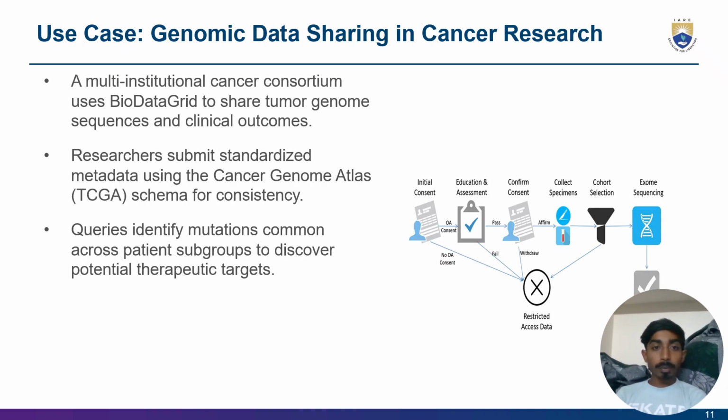Use case: genomic data sharing in cancer research. A multi-institutional cancer consortium used BioData Grid to share tumor genome sequences and clinical outcomes. Researchers submitted standardized metadata using the Cancer Genome Atlas schema for consistency. Queries identified mutations common across patient subgroups to discover potential therapeutic targets.